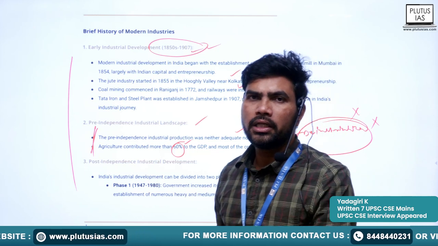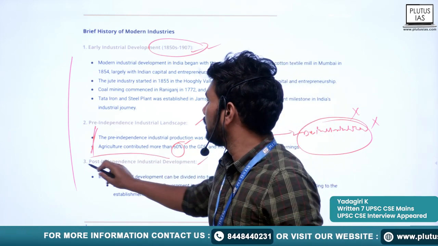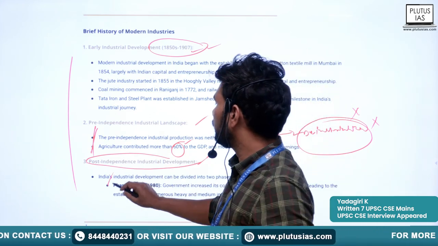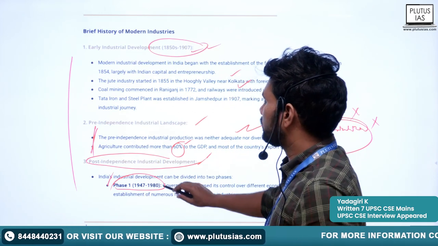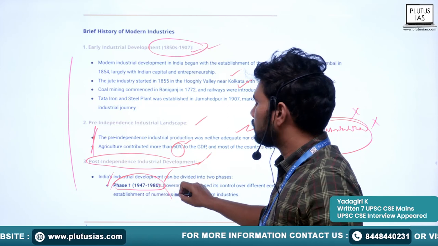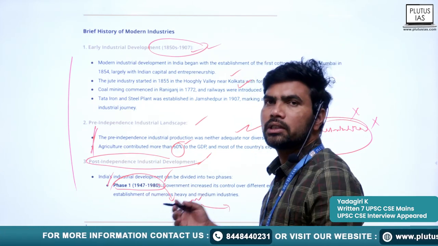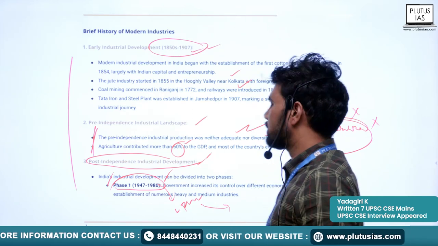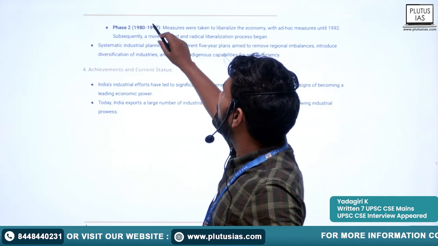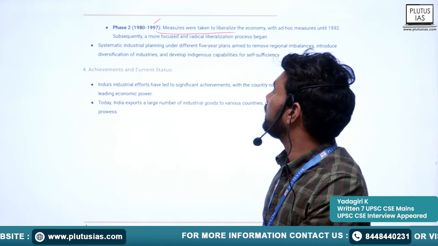Whatever industrial development we could achieve has actually happened post independence only, right? That too we can study in some phases. The first phase is 1947 to 1980. After that, as you all know, the LPG reforms were brought in. After that, there has been substantial growth in the industrial sector, and along with that, the service sector also. All right. In these stages, you can see the industrial development in India.